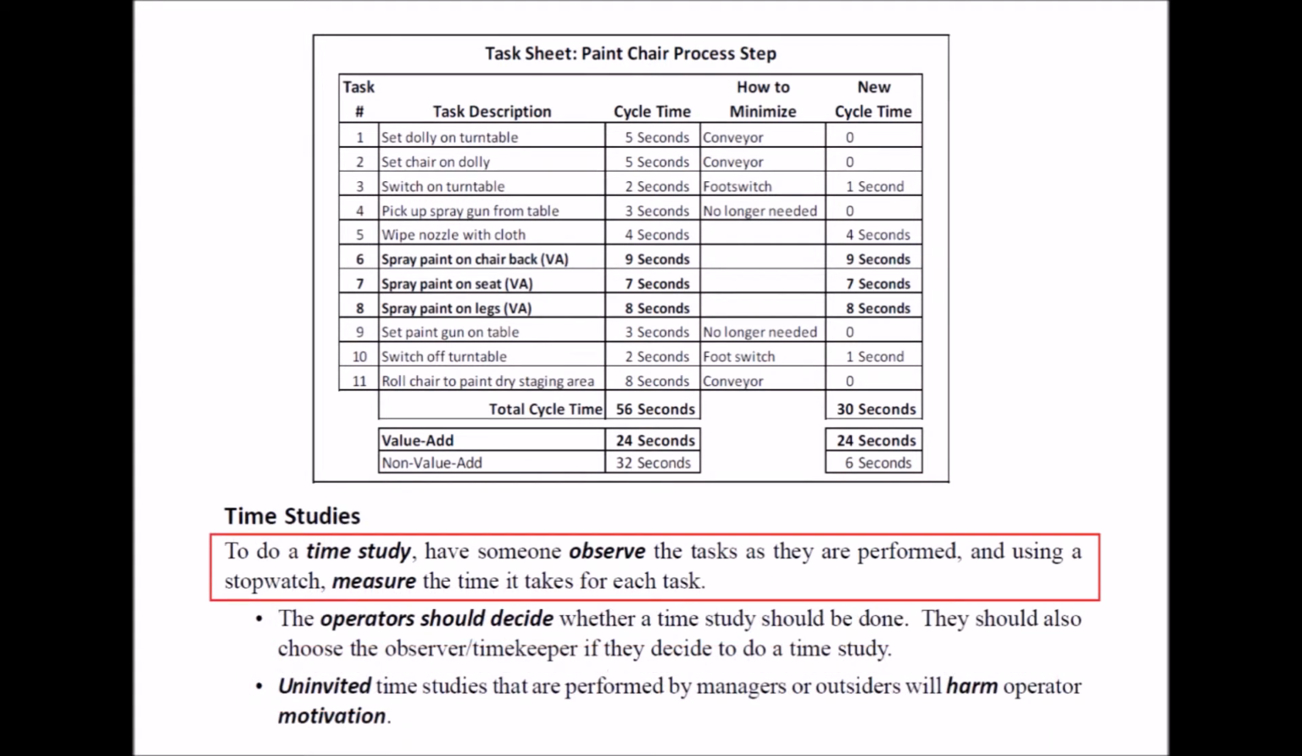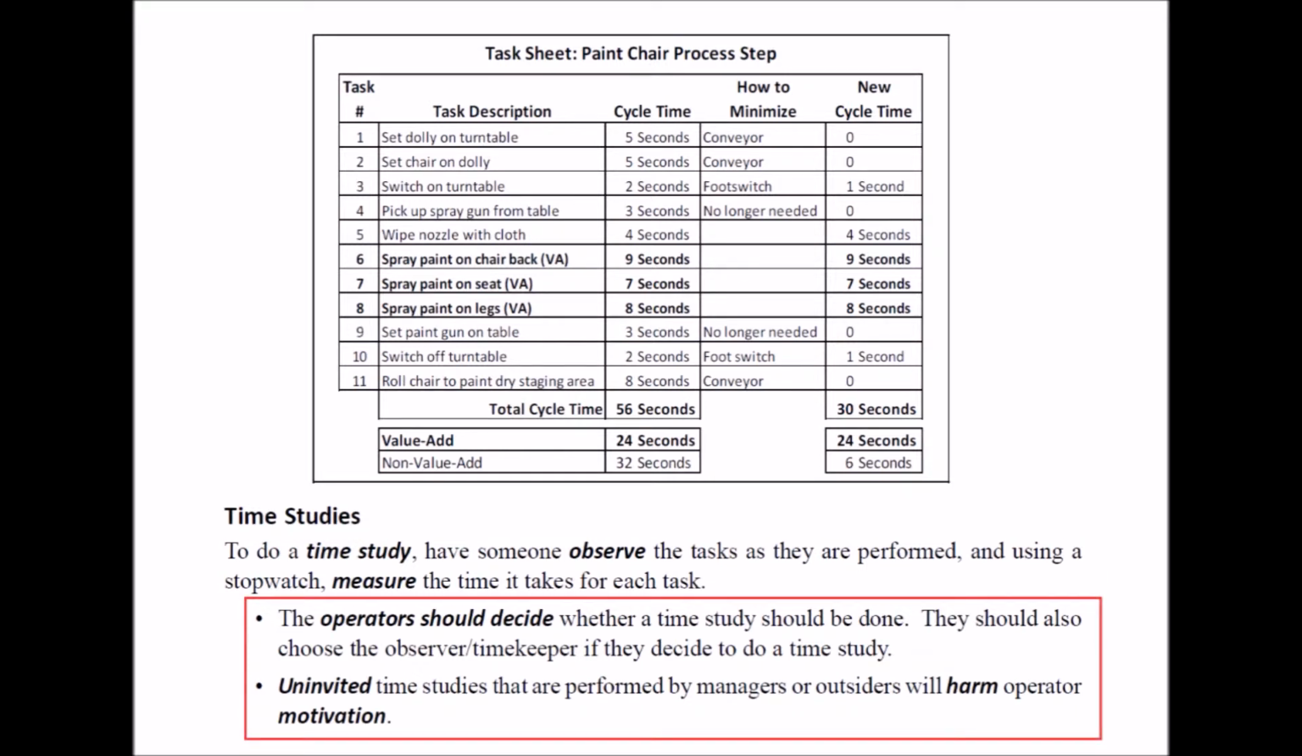To do a time study, have someone observe the task as they are performed, and using a stopwatch, measure the time it takes for each task. The operators should decide whether a time study should be done. They should also choose the observer if they decide to do a time study. Uninvited time studies that are performed by managers or outsiders will harm operator motivation.